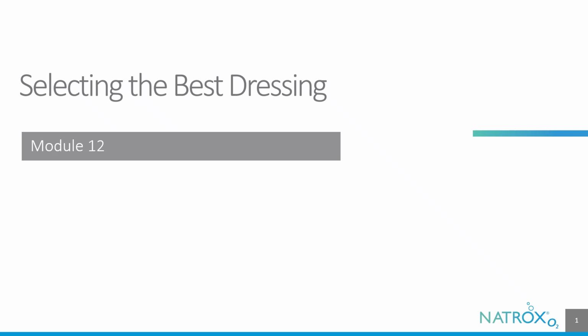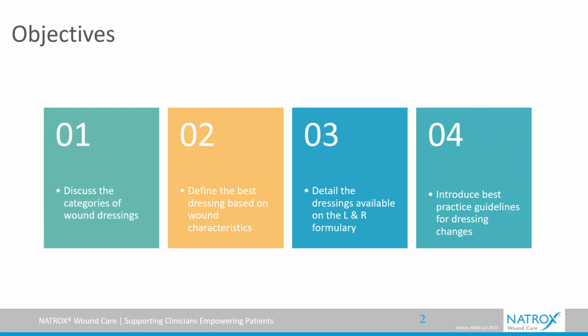Hello and welcome to Module 12, Selecting the Best Dressing. Our objectives for this module are to discuss the categories of wound dressings, define the best dressing based on wound characteristics, detail the dressings available on the Lohmann and Rauscher formulary, and introduce best practice guidelines for dressing changes.